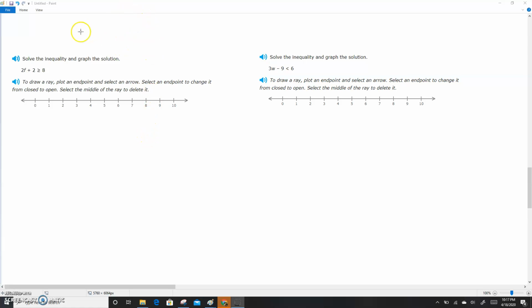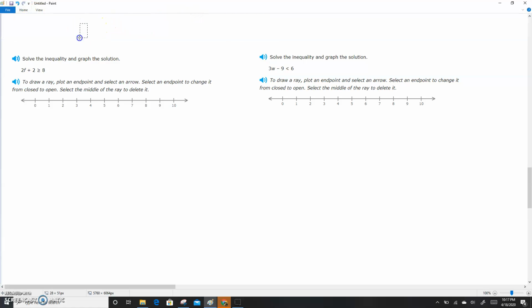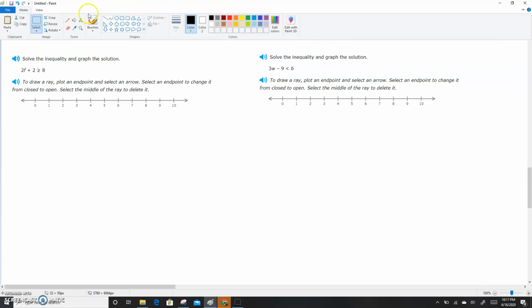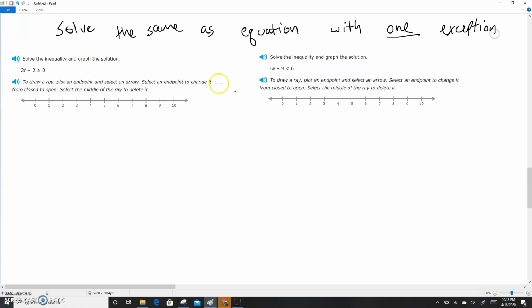What we need to remember is that you solve inequalities just the same as you would an equation, with one exception. Now, because Mr. F plans poorly, we don't have that exception going on down here, but we'll take a look at an example before we finish up.